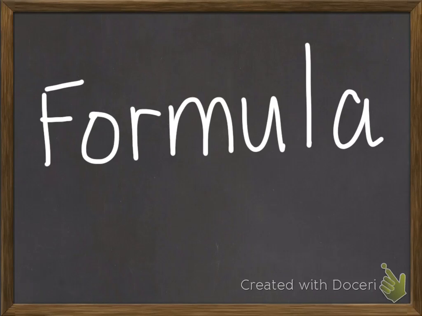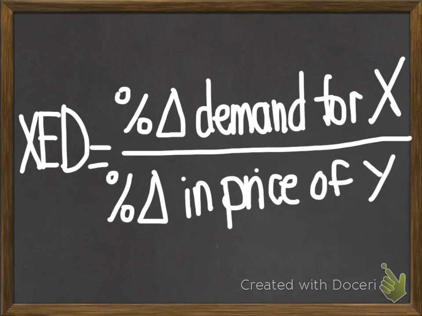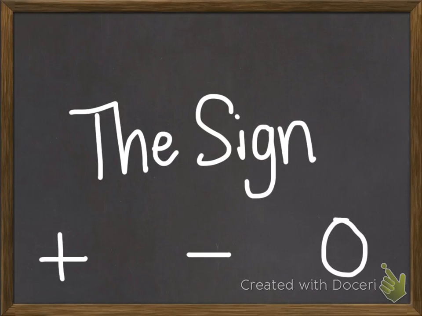The formula to calculate XED is: XED equals the percentage change in demand for good X over the percentage change in price of good Y. XED provides two kinds of important information. The first one is the sign of XED, which is positive, negative, or neutral, and the second is the magnitude of the XED, which means how small or large its numerical value is.